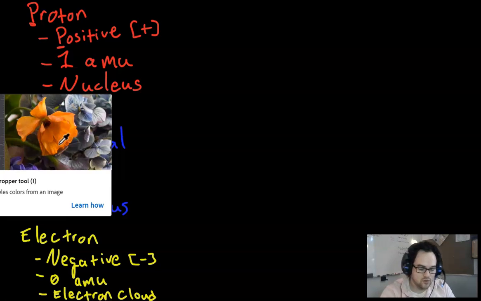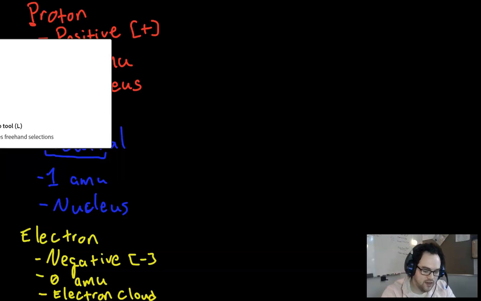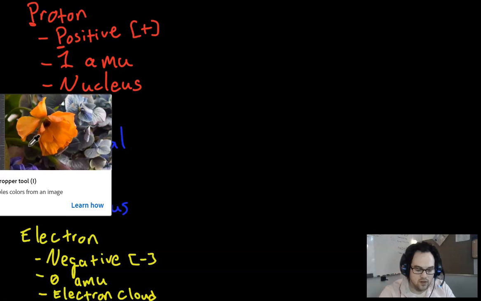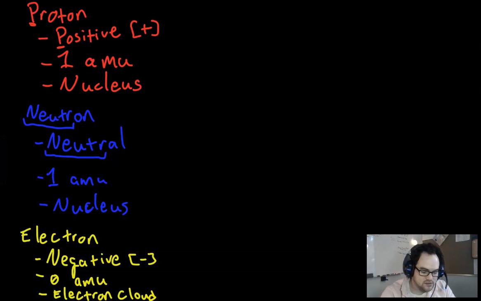Alright. So where do all of these things live? Where do they hang out? Well, the protons are, as we said, in the nucleus. So put a proton there. Along with them, you have neutrons. So I'll put 1 proton and 1 neutron.